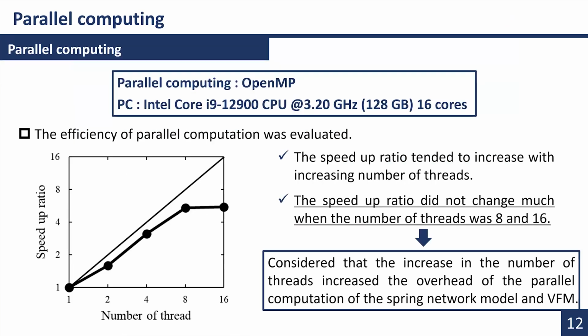Next, I will explain parallel computing. In this study, OpenMP was used for parallel computing. The specification of the PC is described here. The efficiency of parallel computing was evaluated. The speed-up ratio tends to increase with an increased number of threads. And the speed-up ratio did not change much when the number of threads was 8 and 16. It is considered that the increase in the number of threads increased the overhead of the parallel computation of the spring network model and VFM.